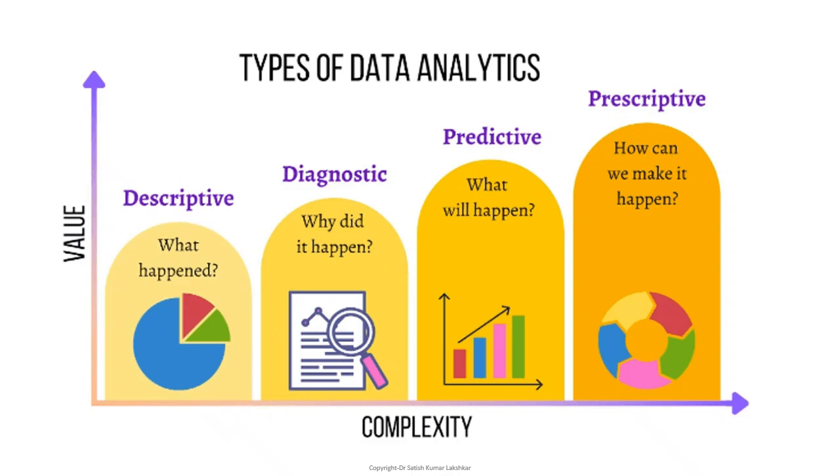So how can we make it happen? How can we make it happen in our favor, or solve any problem, something is happening, and how can we solve that problem. So these are the four different levels or types of data analytics. These are widely implemented in business analytics. All right.